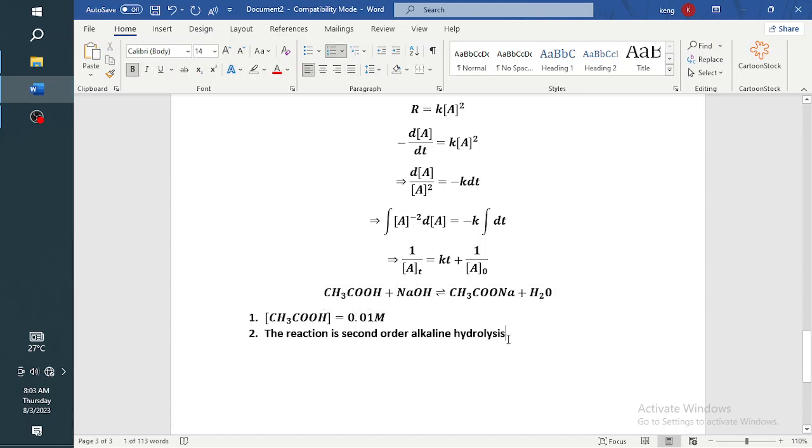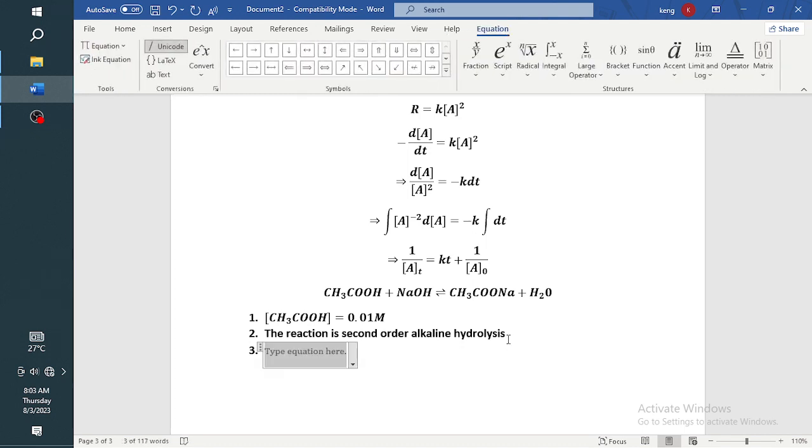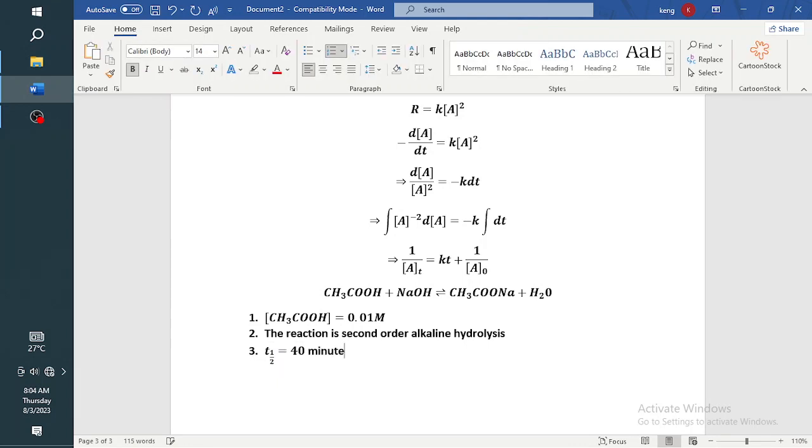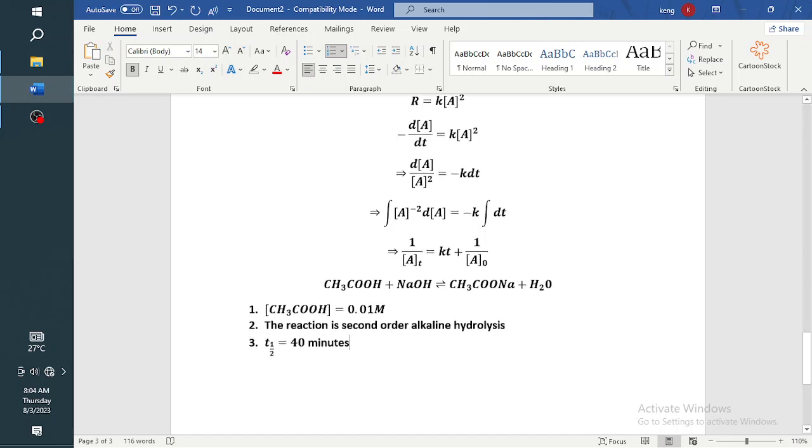All right, now the next thing was that the time taken for half of the reactant to be consumed was 40 minutes. Therefore that means that T half is equal to 40 minutes. Okay, I think these were the basic pieces of information that were given. And then the first question was, we're asked to find the initial speed.